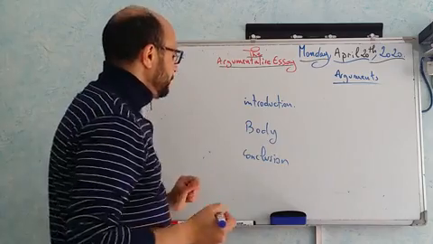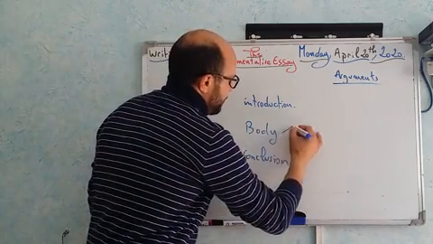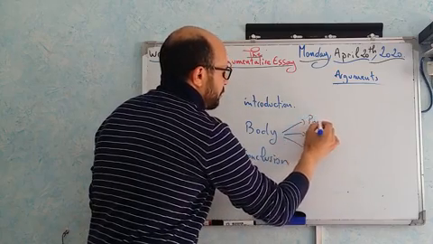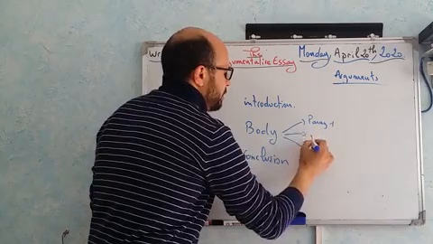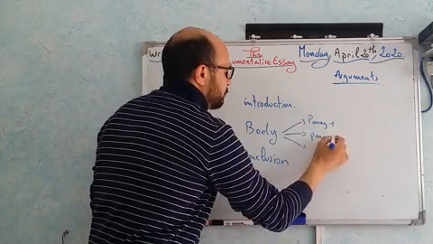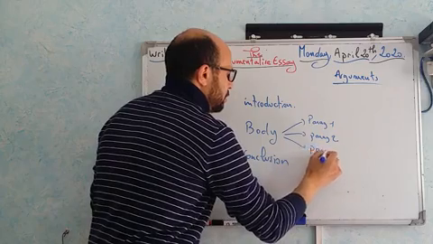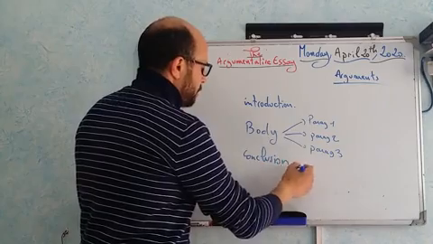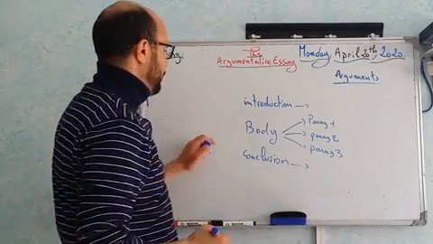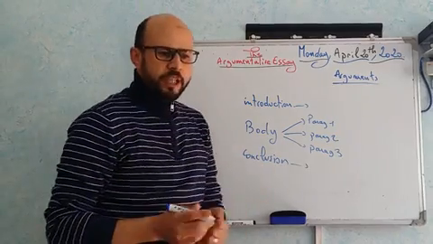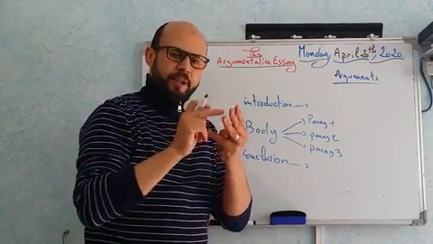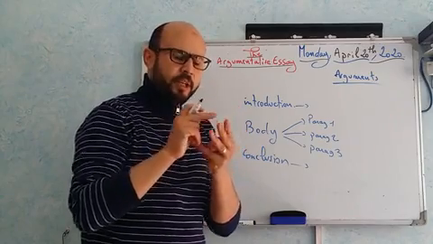The body contains 3 paragraphs. Paragraph 1, paragraph 2, and paragraph 3. For the conclusion, we're going to see what we're going to use in each one of them. For the introduction, normally it contains 3 parts, 3 elements.